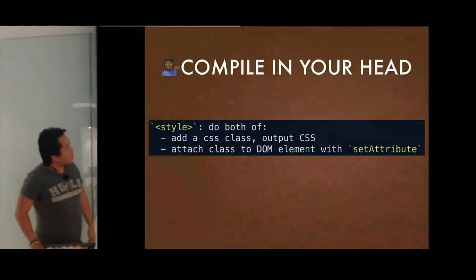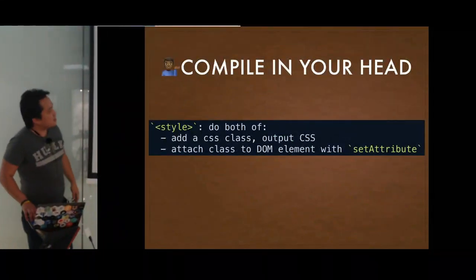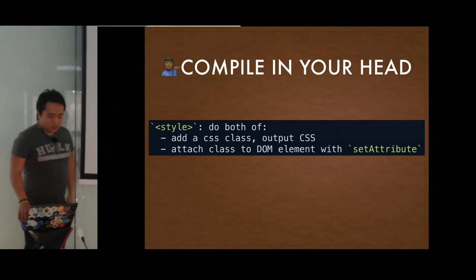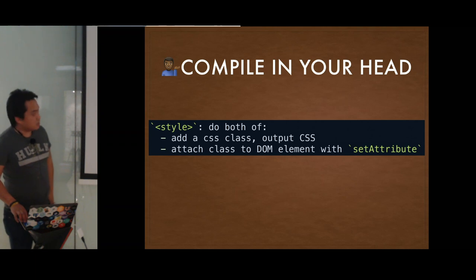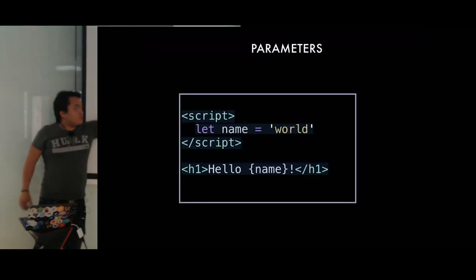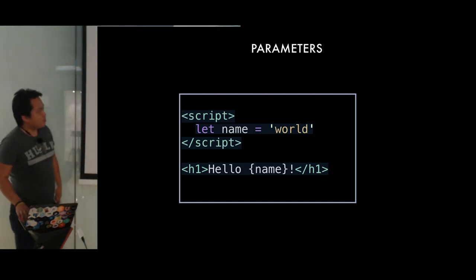Anyway, that's styling. So now we know style tags are, you add the CSS class, and then you attach the class onto a DOM element with set attribute. These are all DOM APIs. Parameters. So now we are not looking at static hello world. We're actually putting that parameter inside of that name JavaScript variable.